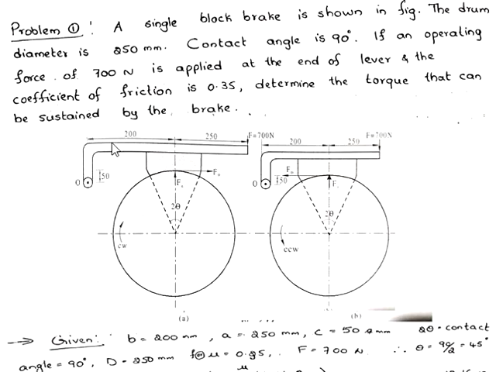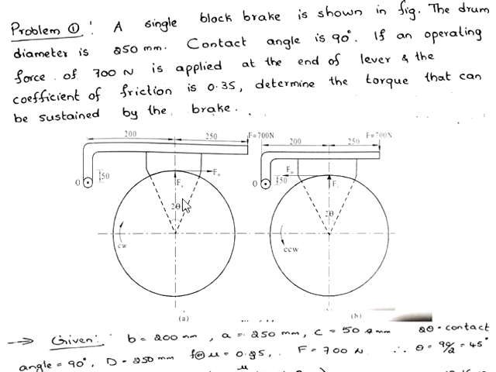This 200 mm is B. This is from the data handbook. This 250 is A. This 50 mm is C. And according to the question, the contact angle is 90 degrees.